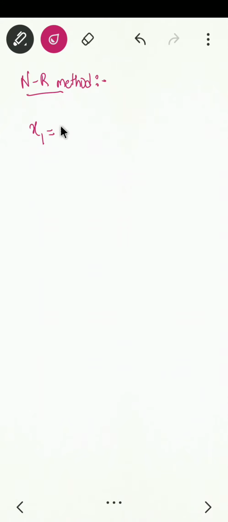Okay, so for the NR method, what is the formula? x1 is equal to, if you want to find the next root, then what you have to do is take the previous root minus f of x0 divided by f dash of x0. This is the thing you have to do. That means you have to substitute the x0 value in the given function, and substitute the x0 value in the differentiation of this function. Hope you are getting this. So initial root minus function of initial root by differentiation function of initial root.